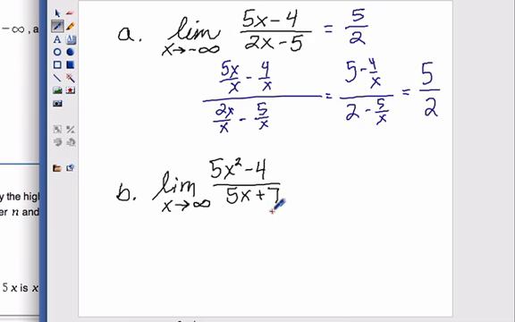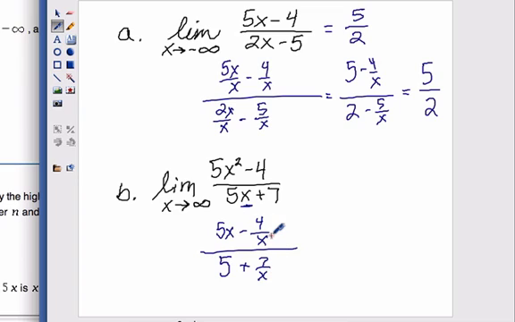Okay, so let's do the same thing for part B. We're going to divide everything by the highest power of x in the denominator, so that's going to be x. I'm just going to do this one a little bit faster. If I divide this by x, I get 5x minus 4 over x. And then I take the denominator, divide that by x, and that's going to give me 5 plus 7 over x, sorry. I wrote it right, said it wrong.